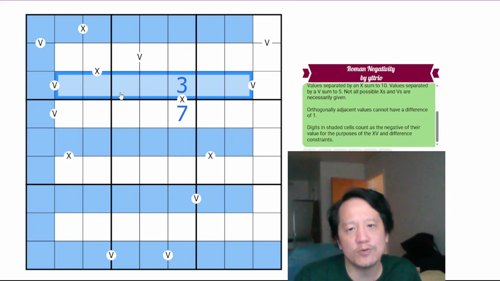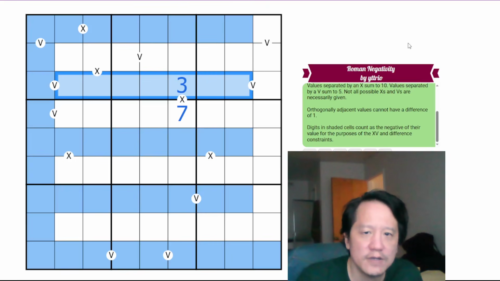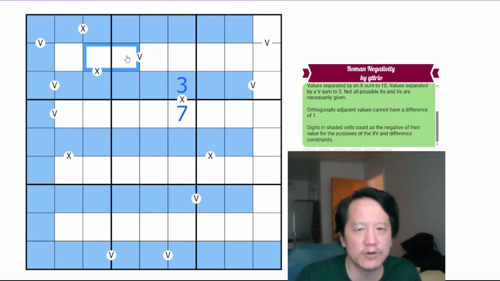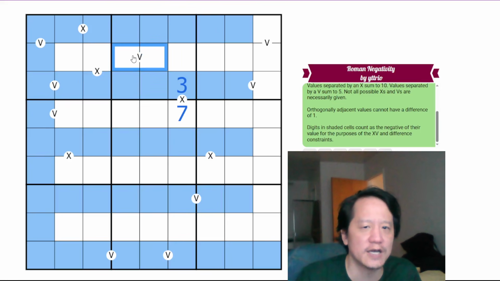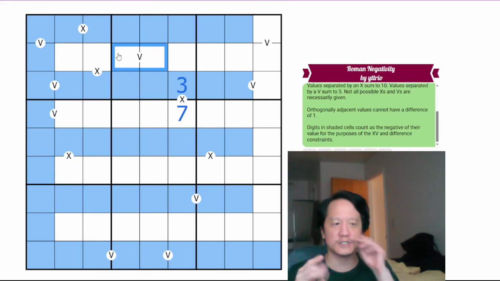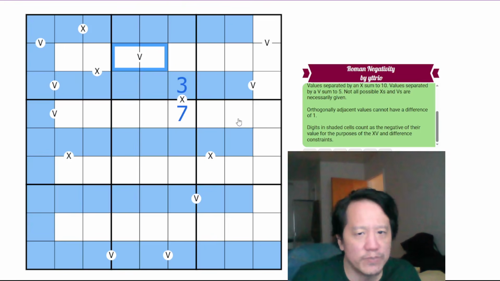Orthogonally adjacent values cannot have a difference of 1. So for example, these could not be 2 and 3, because they would have a difference of 1, and orthogonally adjacent values cannot have a difference of 1. Orthogonally adjacent values means just that they share an edge. So keep that in mind.